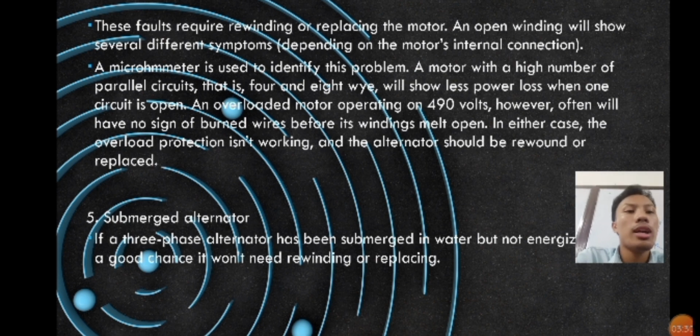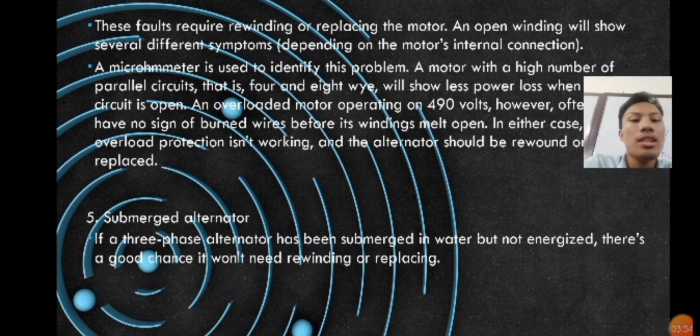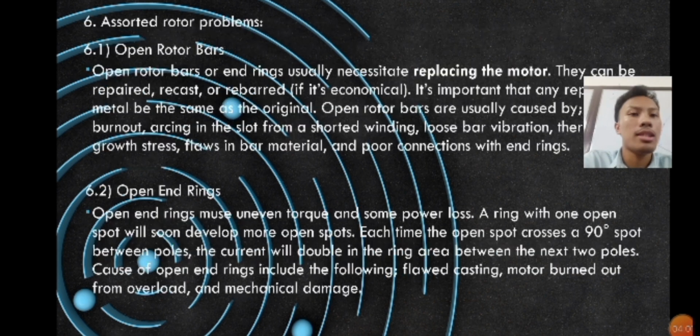A motor with a high number of parallel circuits, that is 4 and 8Y, will show less power loss when one circuit is open. An overloaded motor operating on 490 volts, however, often will have no sign of burned wires before its winding melts open. In either case, the overload protection isn't working and the alternator should be rewound or replaced. Fifth, the submerged alternator. If a three-phase alternator has been submerged in water but not energized, there's a good chance it won't need rewinding or replacing.